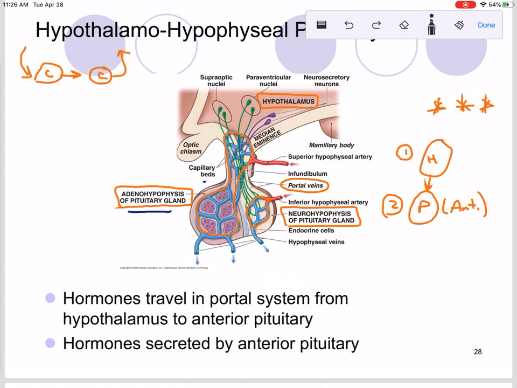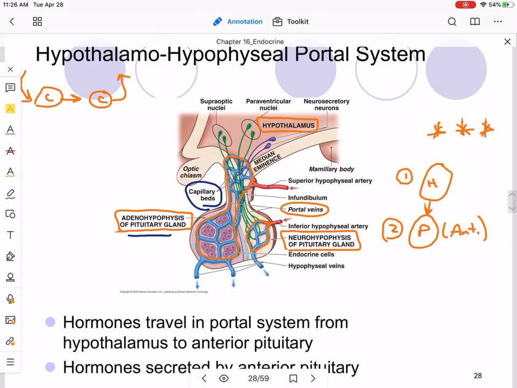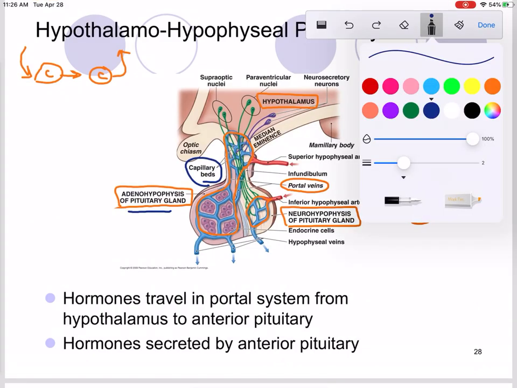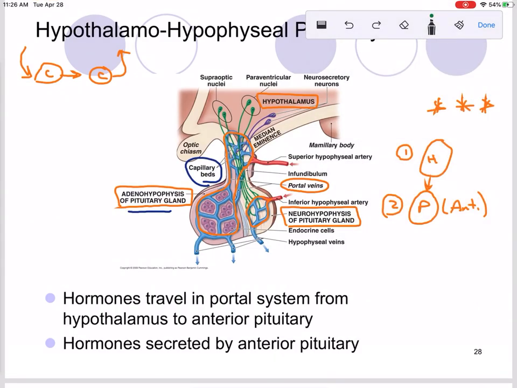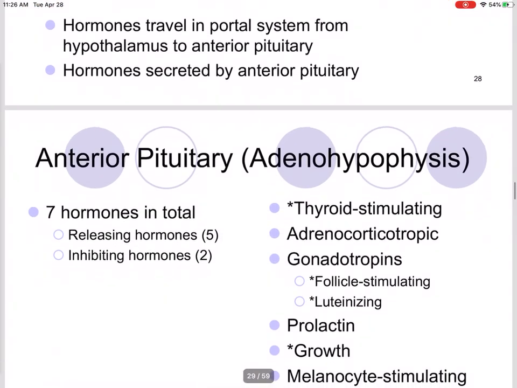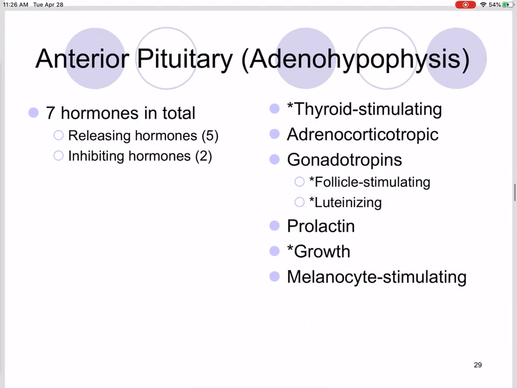This picture actually, if we go back, does a pretty good job of showing you that difference. So remember, the hypothalamus communicates with the anterior pituitary gland via blood vessels. But the hypothalamus oversees and communicates with the posterior pituitary gland through nerve impulses. And that's what these green things are. They're showing you nerve impulses. So the hypothalamus communicates with the posterior pituitary gland through nerve impulses.